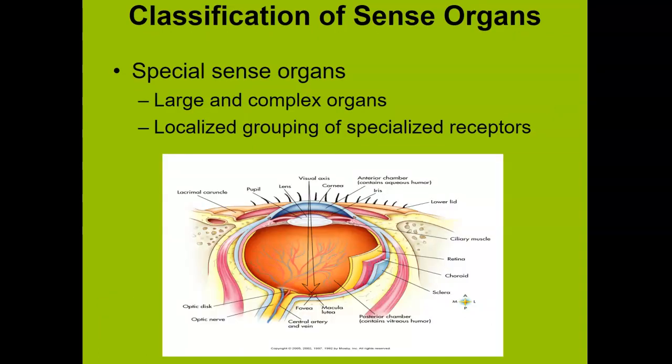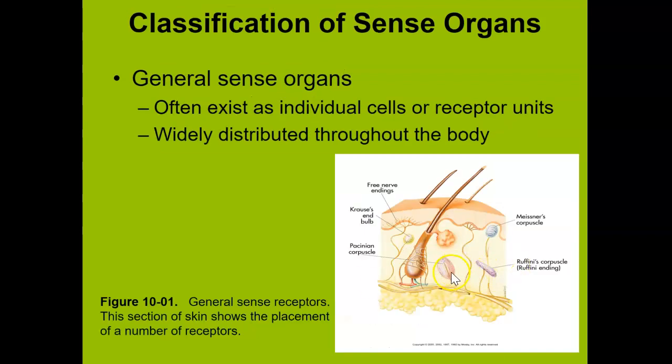The other type of sense organ is called a special sense organ. This is an organ that's really big relative to a pressure receptor in your skin, like a Meissner's corpuscle. It's usually very complex, and it has lots of different tissues associated with it. If we go back one slide, each one of these, Meissner's, Ruffini, Pacinian, even free nerve endings, are just the dendrites of a nerve, right?